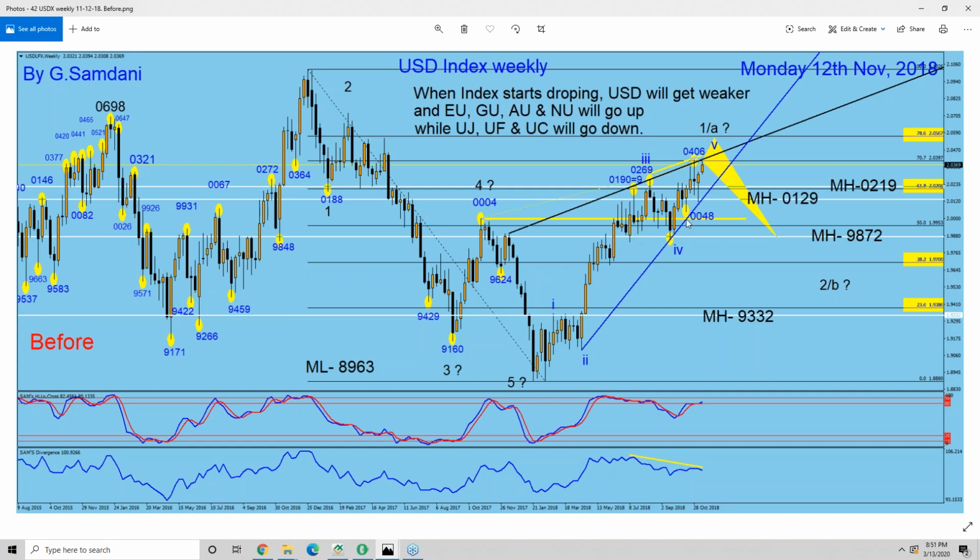My target was that 0219, right there. So I said we're going to end up here, and we did touch that and then drop. But then we went up one more time into this area, and I said, maybe right from there, or we may go up a little bit more to 78% and then drop. So that was my chart there.